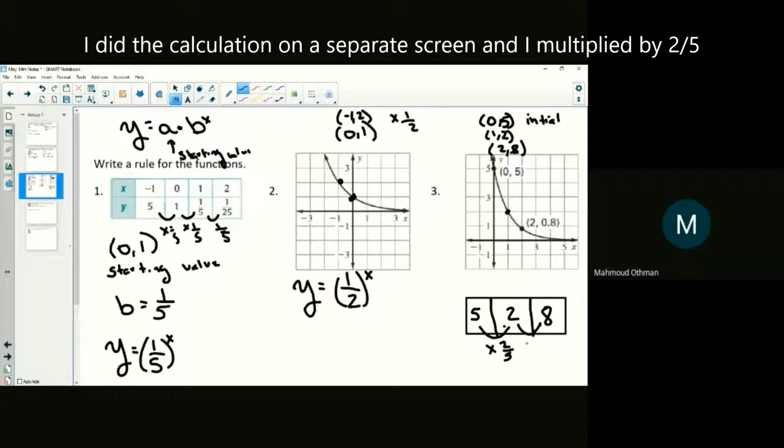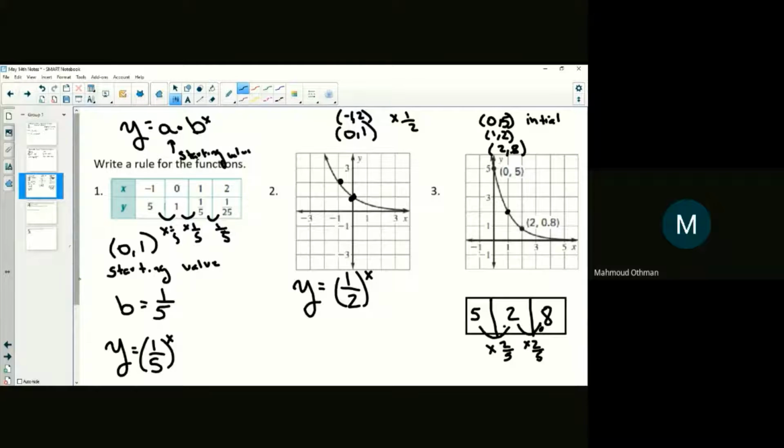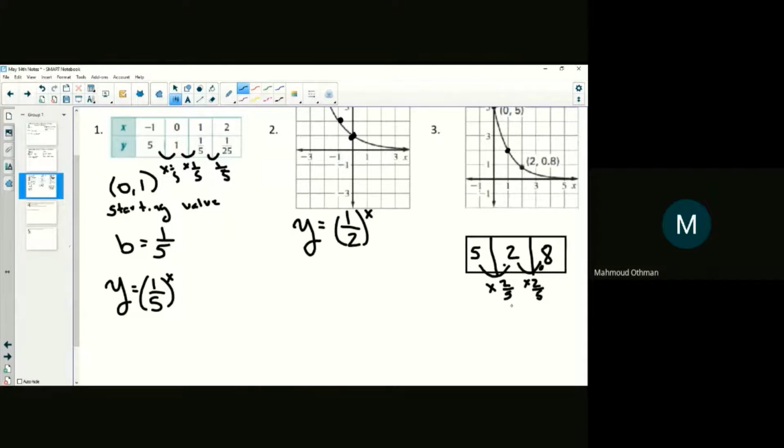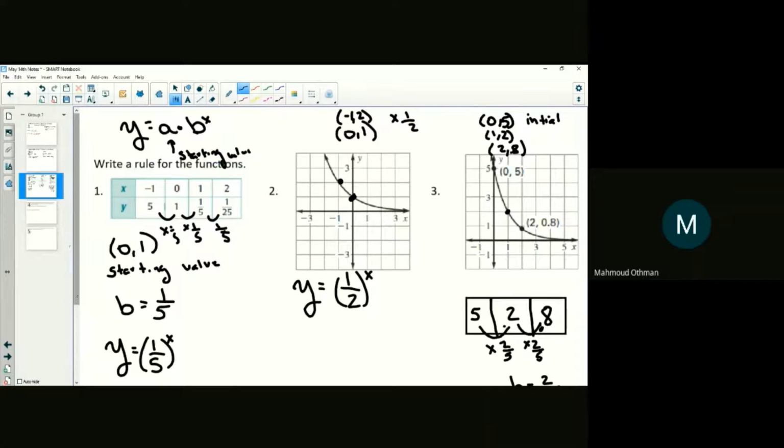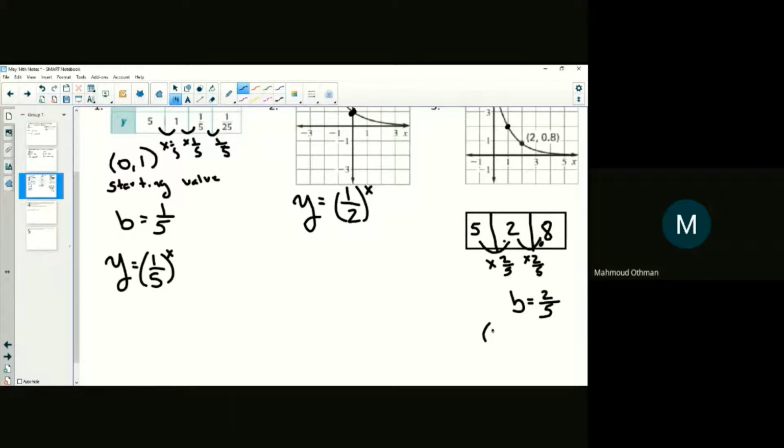So then 2 times 2/5 will get me 0.8. And if that's the case, then my rate, or my b value, will be 2/5, and my starting value is going to be (0, 5). Therefore, because that's my y-intercept, or my starting value, y equals 5 times 2/5 to the x.